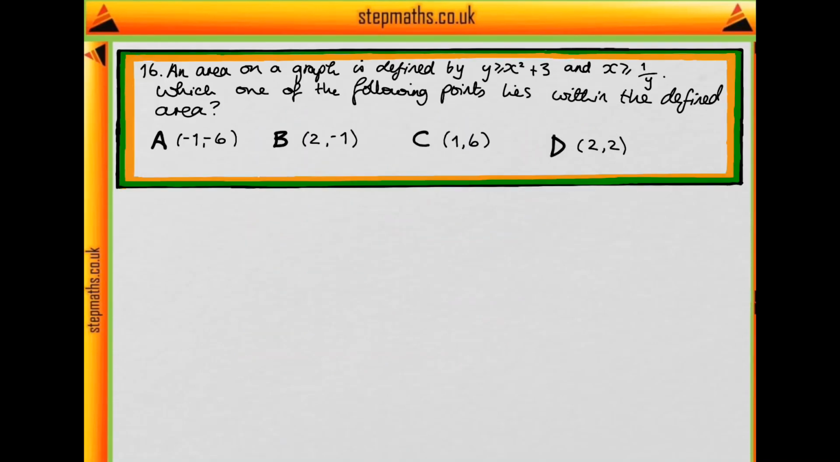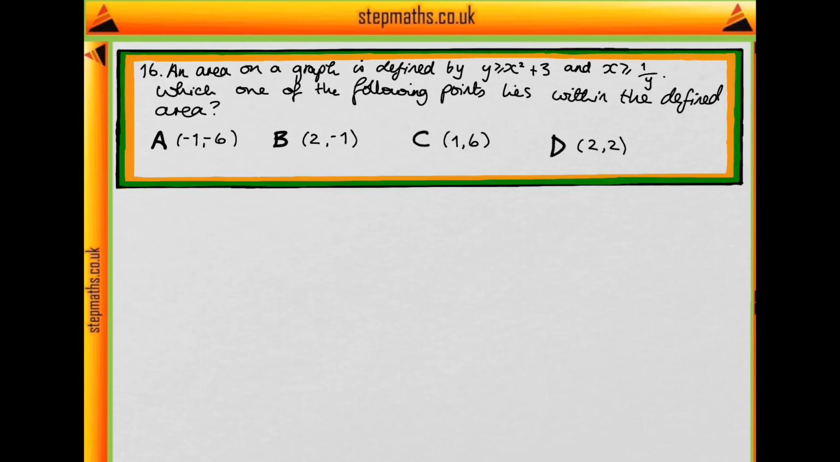So in this question we have an area which is defined by these two inequalities. y is greater than or equal to x squared plus 3, and x is greater than or equal to 1 over y. And we want to know which of the points we've been given lies within the area we just defined. So the simplest way to do this, not necessarily the quickest, but the simplest, is just going to be to plug in these values into these and see where the equation holds, or sorry, the inequality holds.